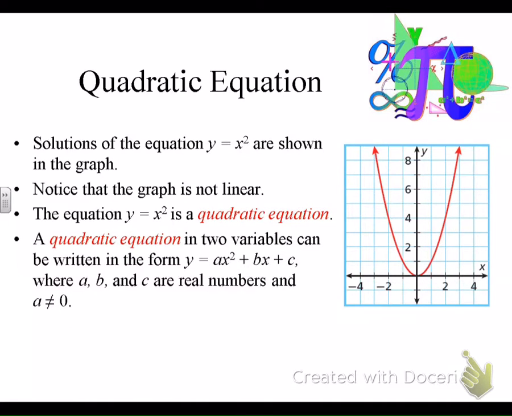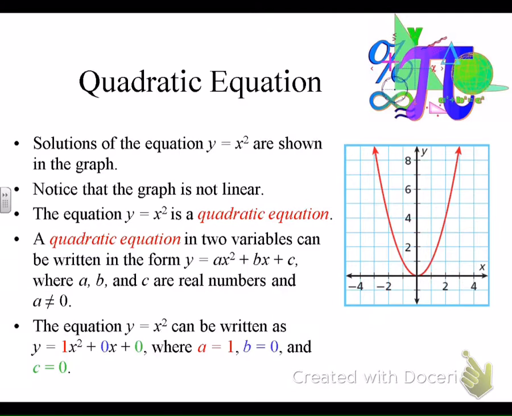A quadratic equation in 2 variables can be written in the form y equals ax squared plus bx plus c, where a, b, and c are real numbers and a cannot be 0. Because if a was 0, then we wouldn't have a parabola. Our graph wouldn't end up being a curve, so it cannot be 0. I would like for you to write down that y equals ax squared plus bx plus c, and keep that in the back of your mind, because we're really going to look at that in more depth as we progress through this chapter. You'll understand later on why I'm telling you that's so important.